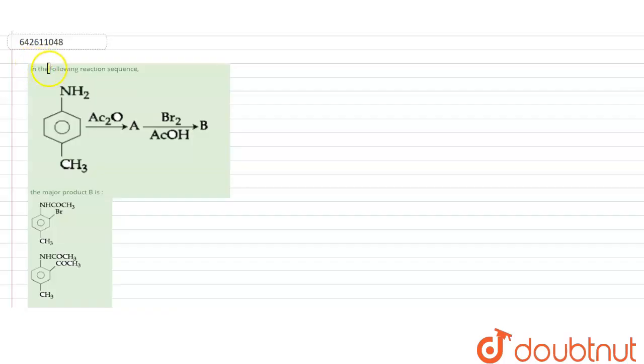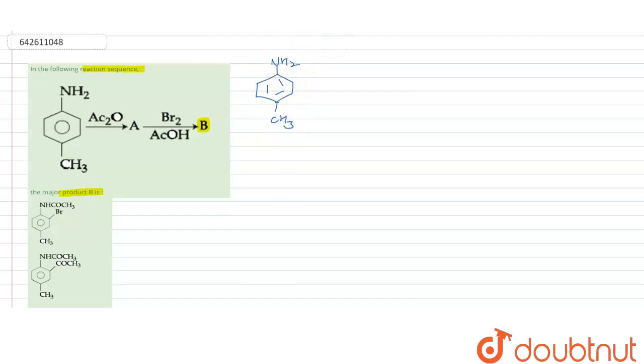Hello, so the question is saying that in the following reaction sequence, we have to find out the major product B. So let's start. We have a reactant, a benzene ring with an NH2 group, and there is a methyl group at the 4th position with respect to this NH2 group.